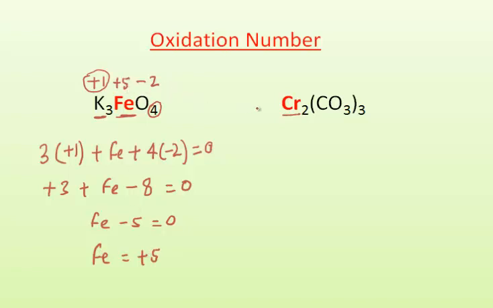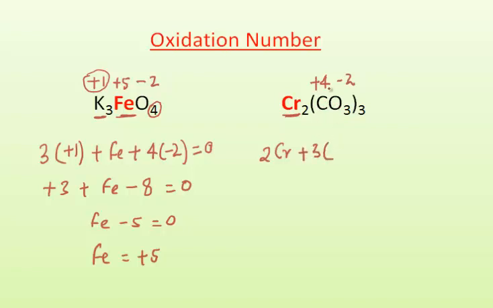The next compound is given, that is Cr2(CO3)3. The usual oxidation number of carbon is obviously +4 and oxygen has -2 oxidation number. Now we can do the calculation to find out the oxidation number of Cr atom. There are 2 Cr atoms. I put here 2 Cr. There is a whole thrice of CO3. It means that there are 3 carbon atoms. I put here 3 bracket.